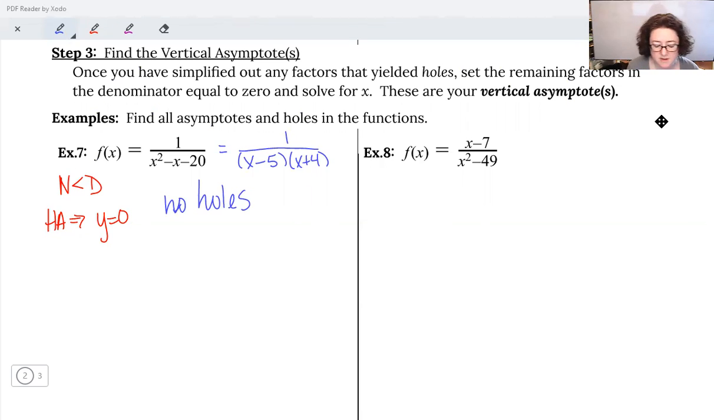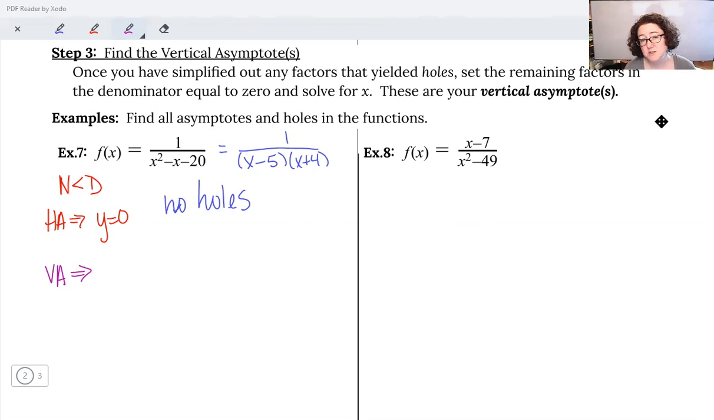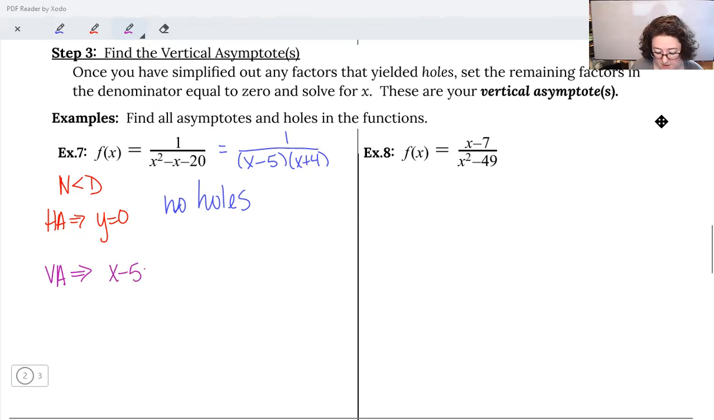So then our third thing to think about is our vertical asymptotes. Those are going to happen anytime you have any leftover factors in the denominator. We haven't done anything with either one of them, so both of those are going to yield a vertical asymptote. For both of these, just like with the holes, I need to set the factor equal to 0 and solve for x. So I'm going to have a vertical asymptote at x equals 5 and a vertical asymptote at x equals -4.